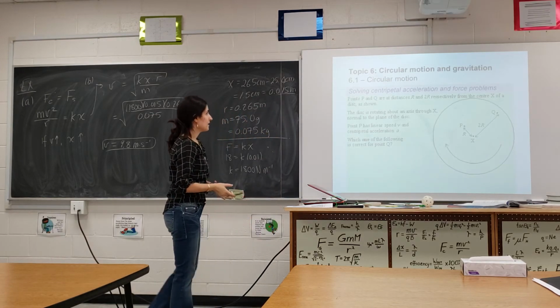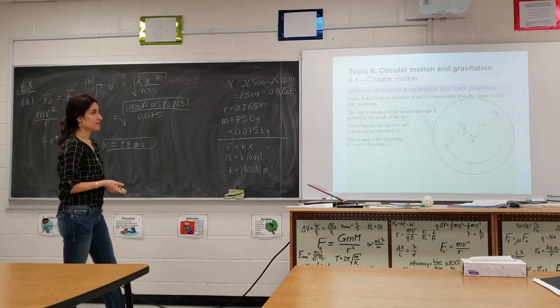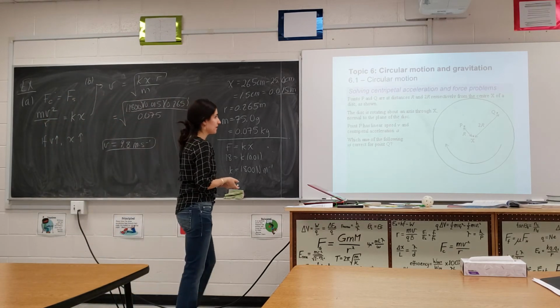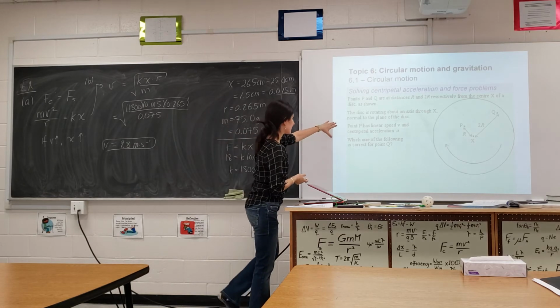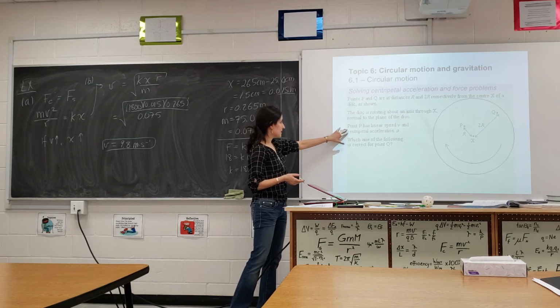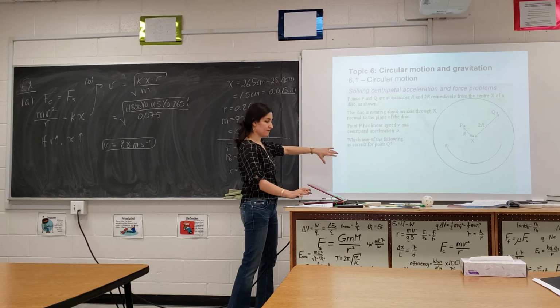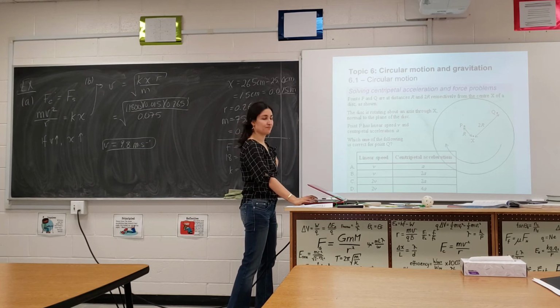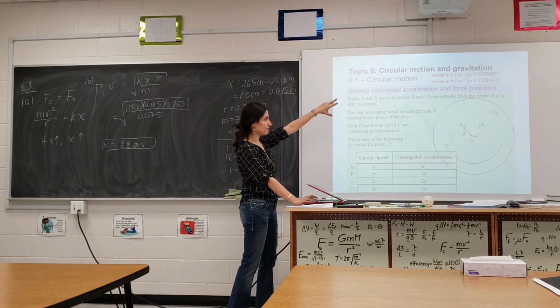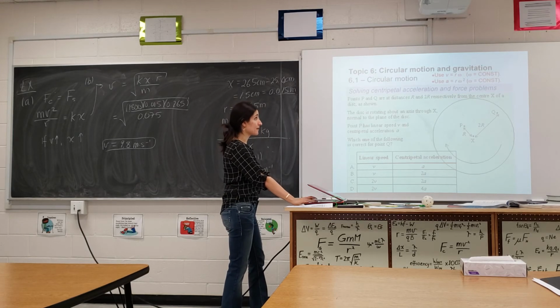All right, next. Points P and Q are at distances r and 2r, respectively, from the center x of a disk as shown. The disk is rotating about an axis x, normal to the plane of the disk. Okay. Point P has a linear speed v and centripetal acceleration a. Which one of the following is correct for point Q? Okay. So on the top here, you're going to notice two formulas come up. Use v is equal to r omega and a is equal to r omega squared.